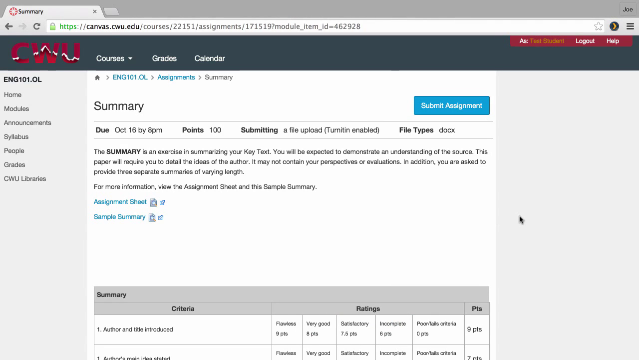So let's take a look at the assignment, and we'll do as we did in the rhetorical analysis. We'll take a quick look at the Canvas page on which you find this, but mostly we'll pay attention to the assignment sheet and the sample summary. Here on the assignment sheet, very much like in all assignments, you'll find some basic information about the assignment and a rubric, or the breakdown of how things are scored, and then you'll have access to the assignment sheet and the sample. So let's take a look at the assignment sheet first.